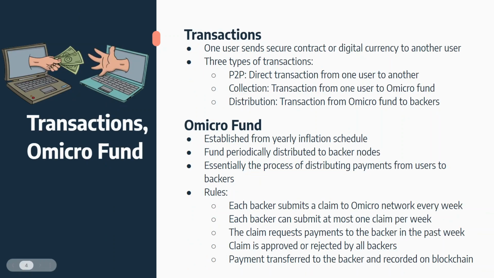Okay, moving on to this slide, we'll be talking about transactions and the micro fund. We'll get more into the latter later. So essentially, a transaction takes place when one user sends a secure contract or digital currency to another user. In the micro network, there are three types of transactions. P2P, which is a direct user transaction from one user to another. A collection, which is a transaction from one user to the Omicro fund, and distribution, which is a transaction from the Omicro fund to the backers.